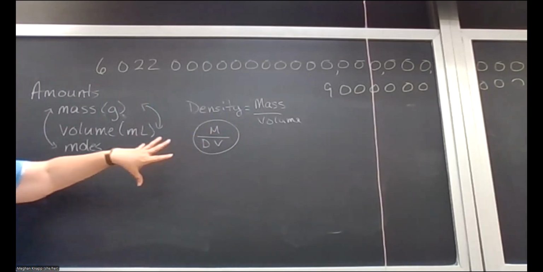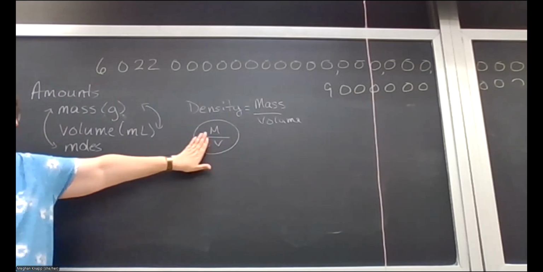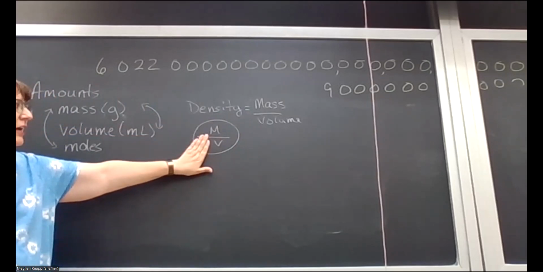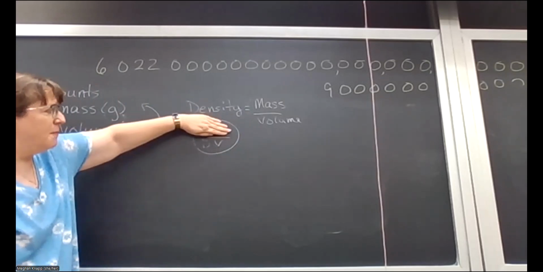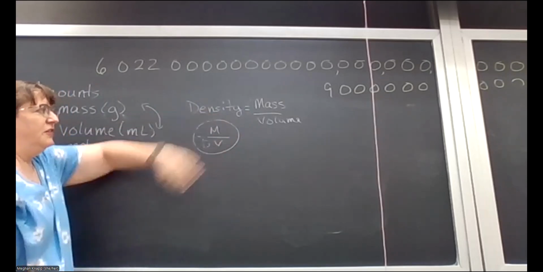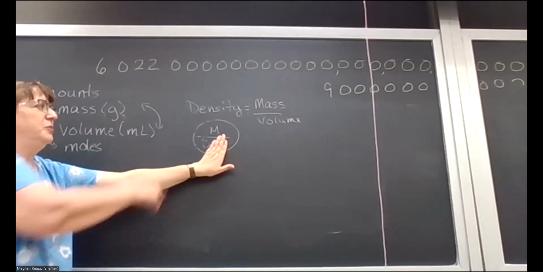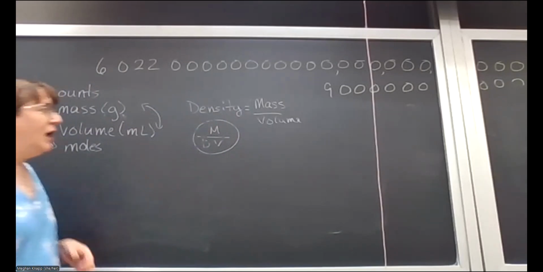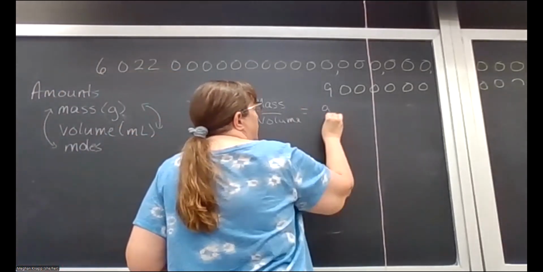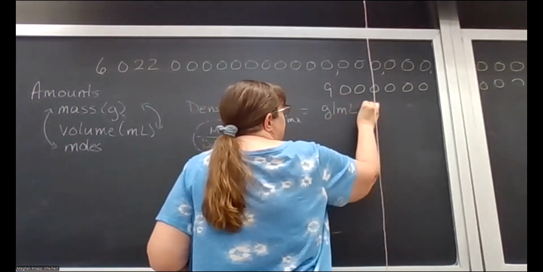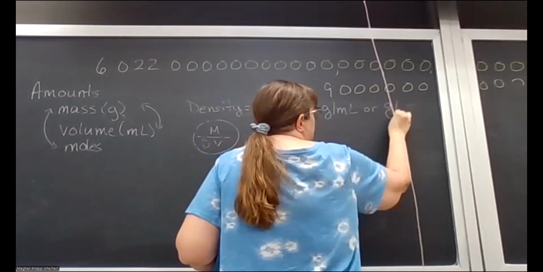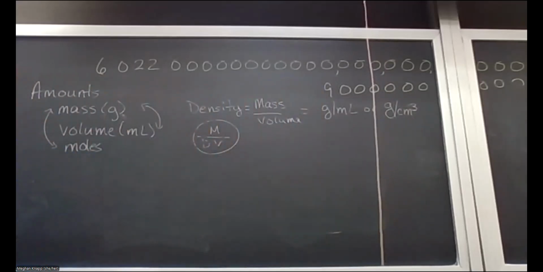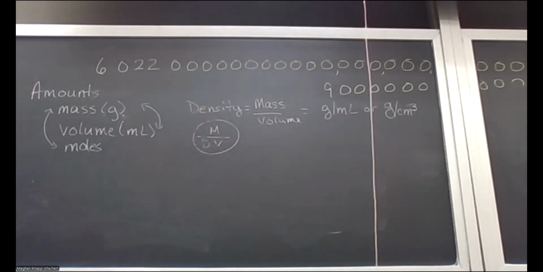So you draw this into a circle, and then if you're looking for density, you cover up density and you get mountains divided by valleys, or mass divided by volume. If you are looking for mass, you cover up mass and you get density times volume. If you're looking for volume, you cover up volume and get mass divided by density. So a little shortcut there. This is usually reported in grams per milliliter or grams per centimeter cubed. Those are defined as being the same.